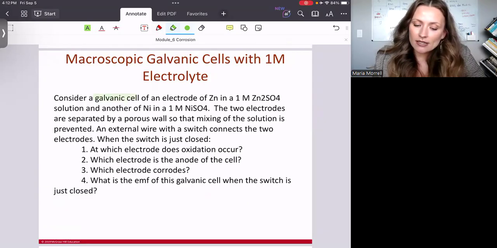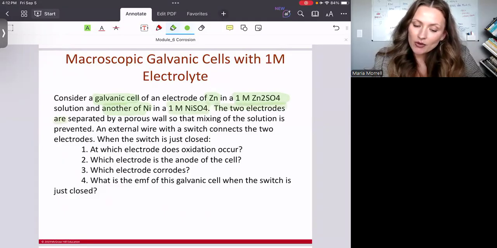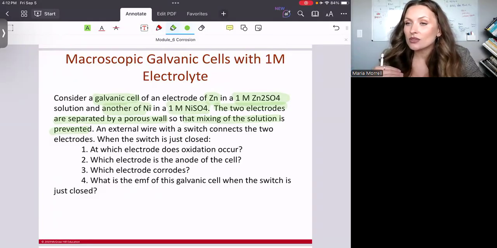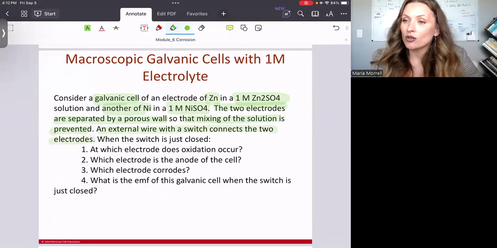Now let's consider a galvanic cell where we have an electrode of zinc in a 1 mole of zinc sulfide solution. And then I have another electrode, which is nickel, in 1 mole of nickel sulfide. Okay. The two electrodes are separated by a porous wall so that mixing of the solution is prevented, right? Whenever you have a porous wall, usually it's designed to allow something necessary to pass through, but the mixing of solutions doesn't happen. You have pure solutions on either side. Now, an external wire with a switch connects the two electrodes. That is an important part of the galvanic cell.